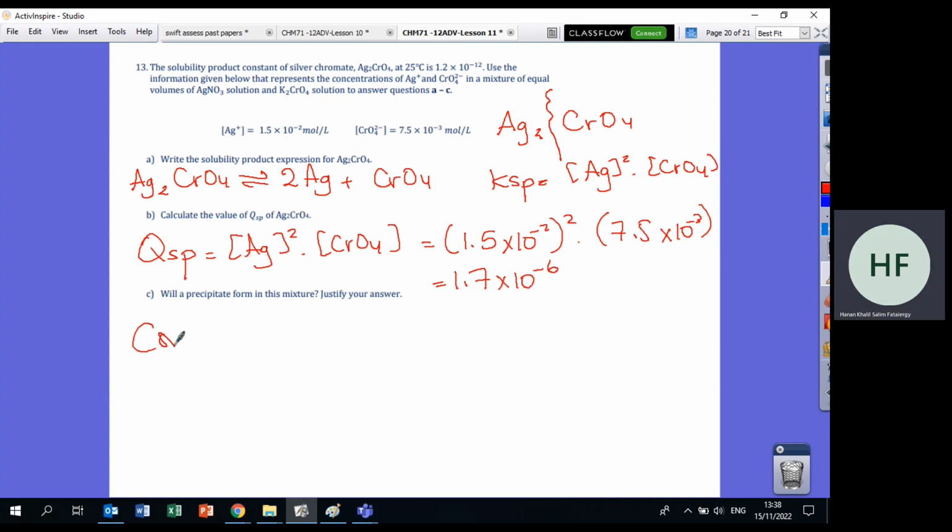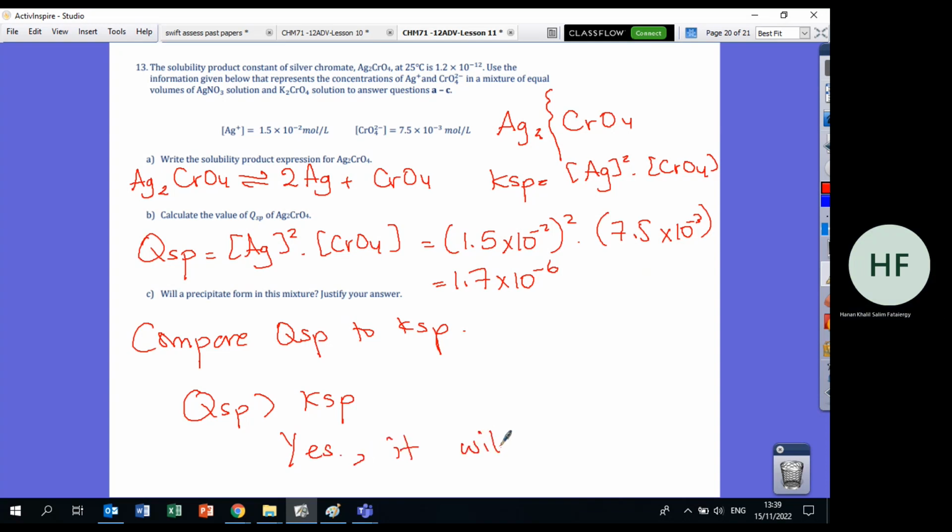Now I will compare QSP to KSP. KSP is 1.2 times 10 to the minus 12, and this one is 1.7 times 10 to the minus 6. So QSP is more than KSP. This means yes, a precipitate will form.